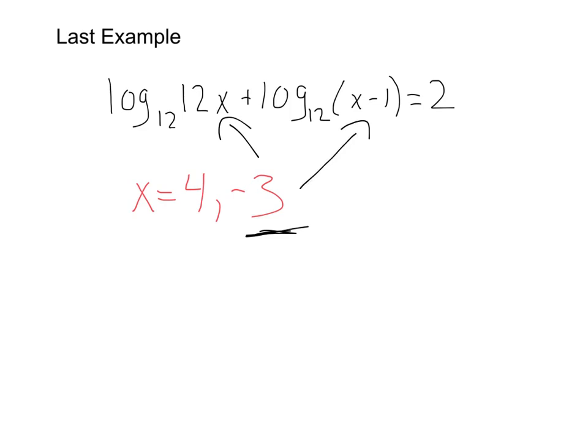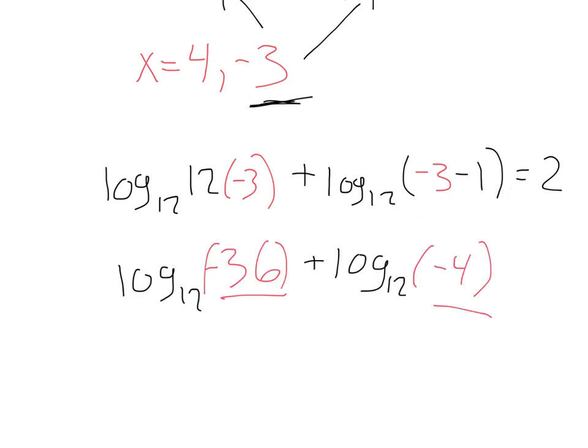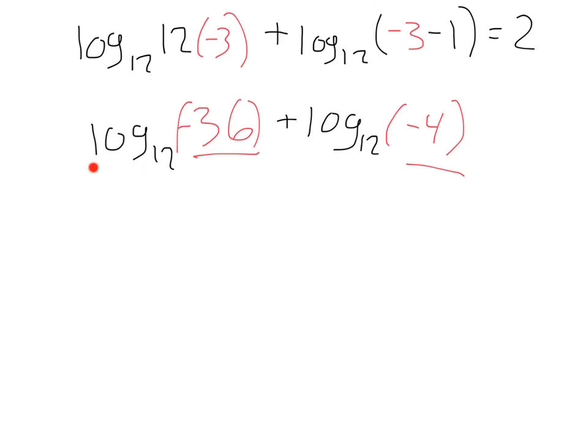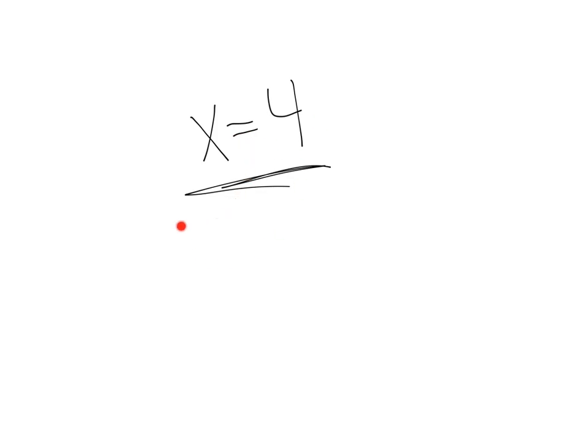Now let's try this negative 3 on for size. Let's plug that in. That gives us log base 12 of 12 times negative 3 plus log base 12 of negative 3 minus 1 equals 2. And we actually end up with log base 12 of negative 36 and a log base 12 of negative 4 over here. If you plug those into your calculator, or just know you can't have a negative logarithm, this guy is extraneous. So we are left with x equals 4 as our only answer.